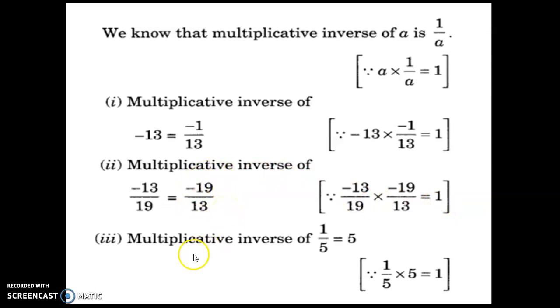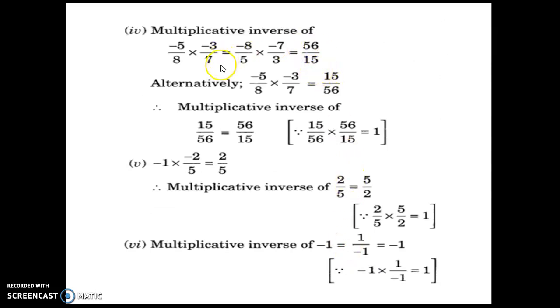Then the multiplicative inverse of 1 by 5 is 5. Very easy. 1 by 5 into 5, the 5 will get cancelled and you will get 1 as the answer. Either way, you can do it: put the numerator in the denominator and the denominator in the numerator. 5 will go to the top and 1 will come below. That's why you are getting 5 as the answer.